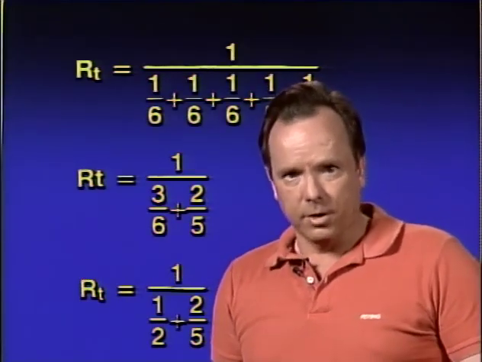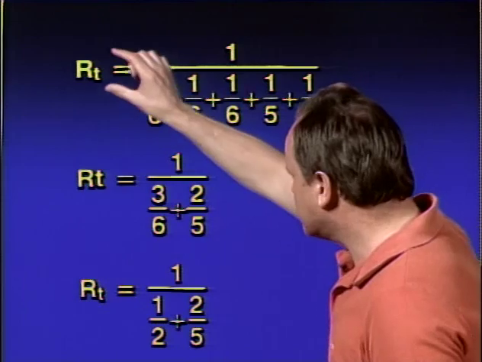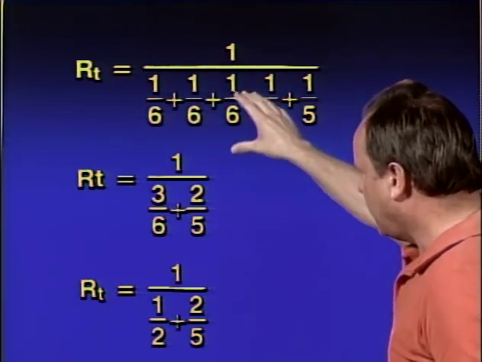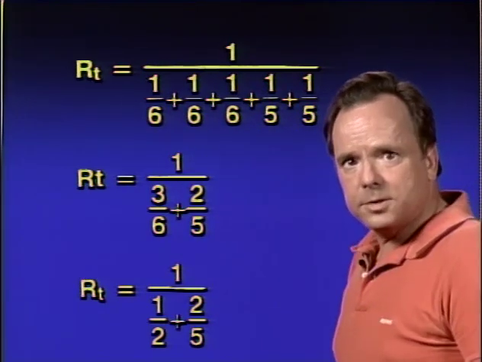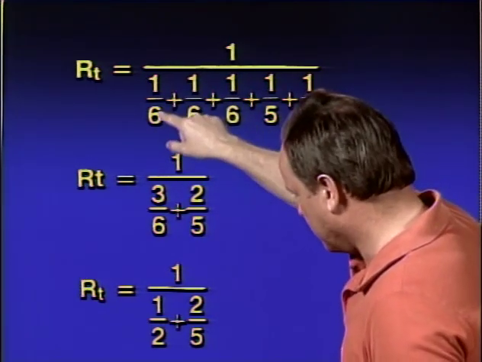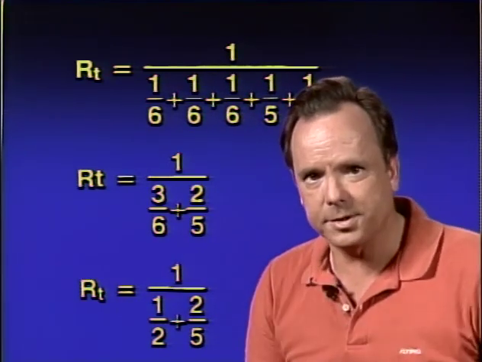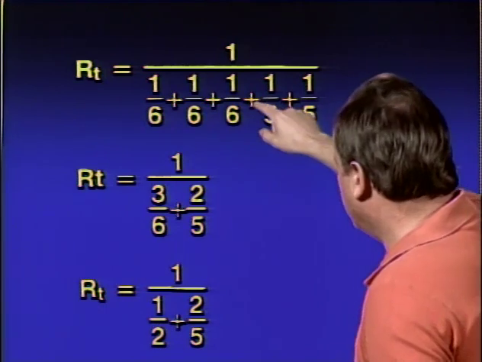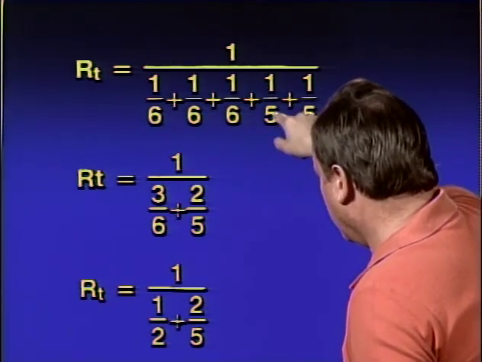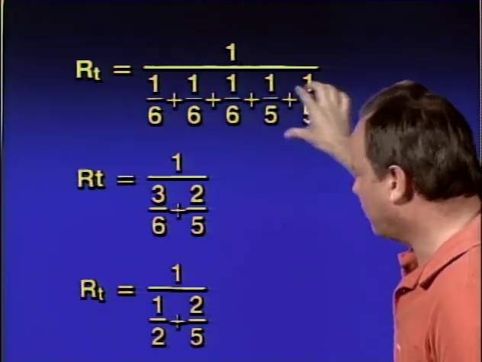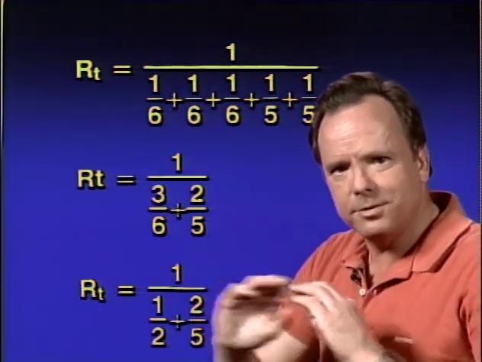You need to be able to figure out what you need to know. Let's figure out the total resistance of the circuit first. The total resistance is equal to 1 over these fractions. The fractions are 3 resistances of 6 ohms, so it's 1 over 6 plus 1 over 6 plus 1 over 6. And 2 resistances of 5 ohms, so you got 2 more, 1 over 5 plus 1 over 5. That is your formula. Boy, if you can remember that, this will be just duck soup for you.